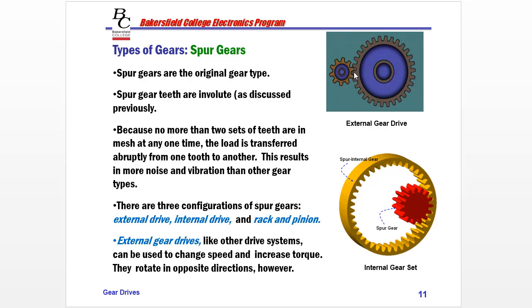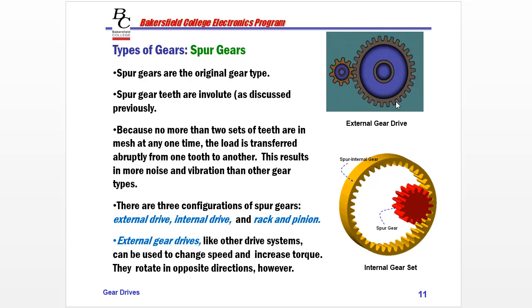Because no more than two sets of teeth are in contact at any one time, the load is transferred pretty abruptly from the drive to the driven, or from the pinion to the gear. So spur gears have more noise and more vibration than other gear types that we'll be discussing later in this lecture.